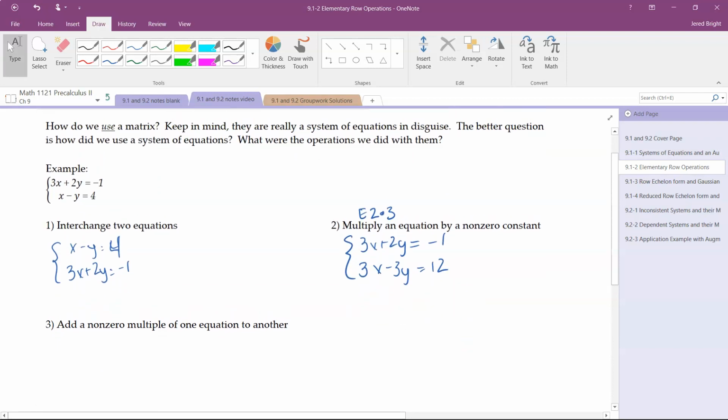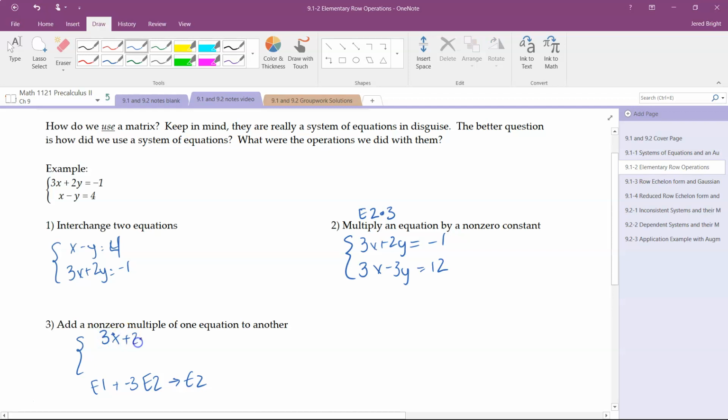And last one, we can add a non-zero multiple of one equation to another. This is the idea of elimination by addition, which we saw before. So I can take equation 1 and add to it -3 of equation 2 and put that into equation 2. So my first equation won't change.